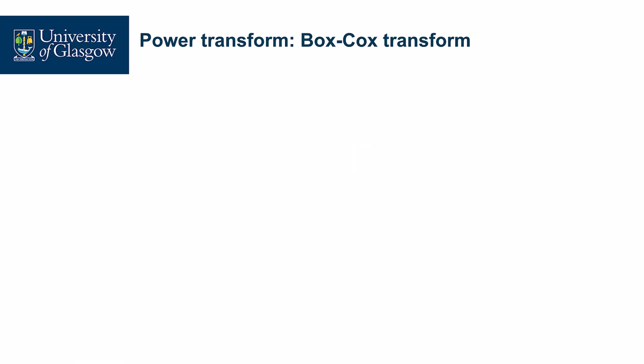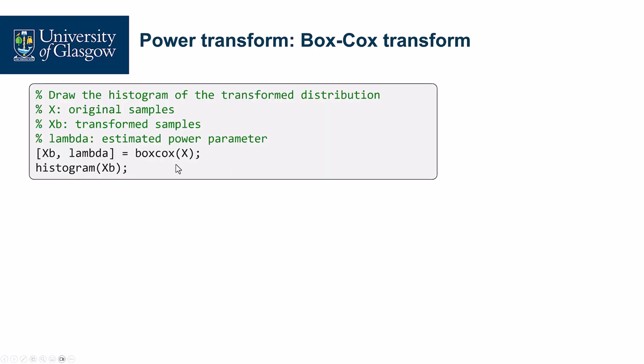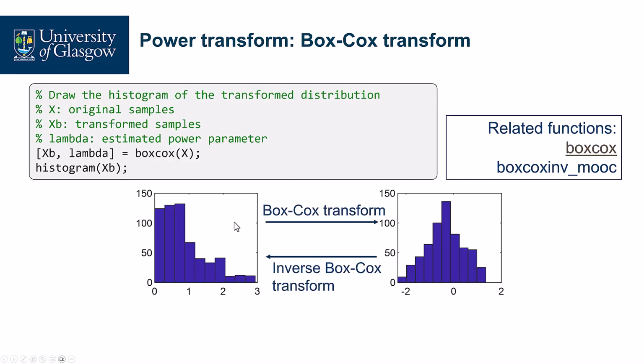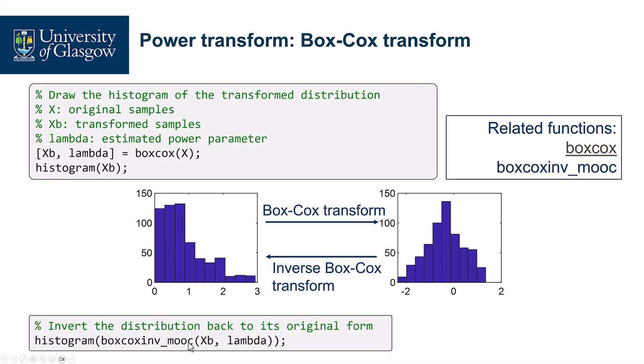Next, we can see how to implement the Box-Cox transform. We can use a built-in function called boxcox, input the original data. Then we get two outputs: the transformed data and the estimated lambda. You can check the related function in the MATLAB help file, as well as the function for the inverse. If we use the Box-Cox transform, we can generate this. If we use the inverse function, we can get it back. There are more details in the live script, and you can see it.